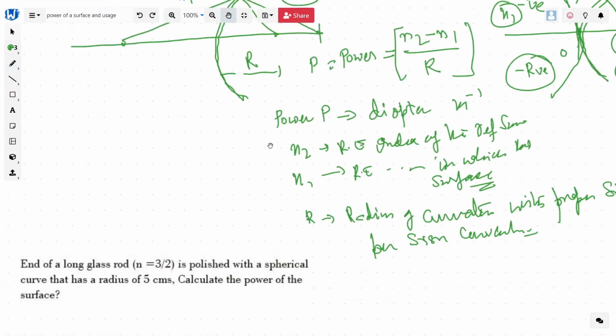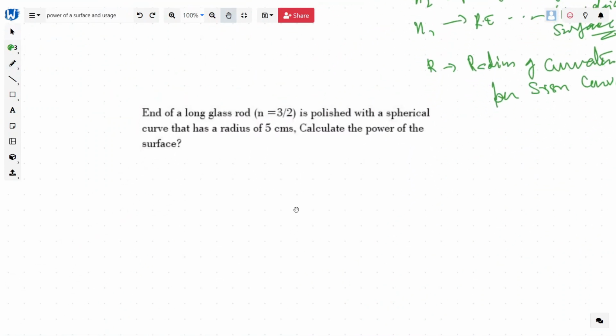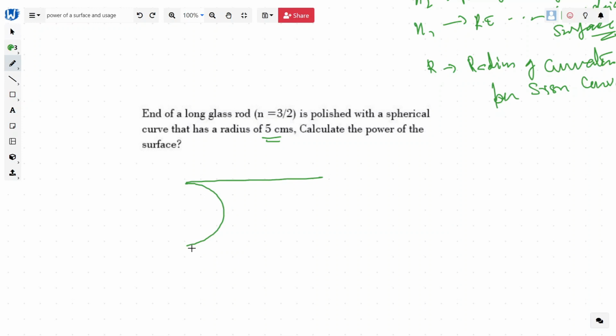So let's do an example which will make it very clear. Here is an example which says the end of a long glass rod of refractive index 3 by 2 is polished with a spherical curve that has a radius of 5 centimeters. Calculate the power of the surface. It is not saying whether it is concave or convex, so we are going to assume both cases. First let's assume that it is concave, and here is our glass rod, and we have carved out a surface like that, and it is given that the radius of curvature C or R here is 5 centimeters. So this is C.